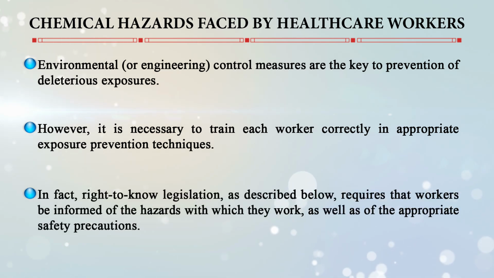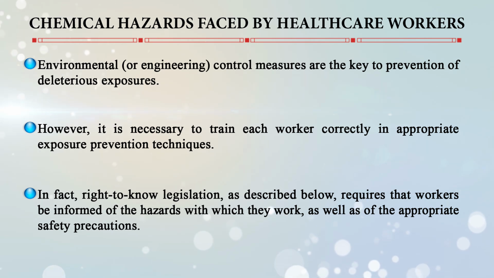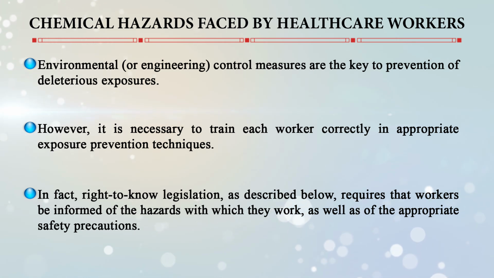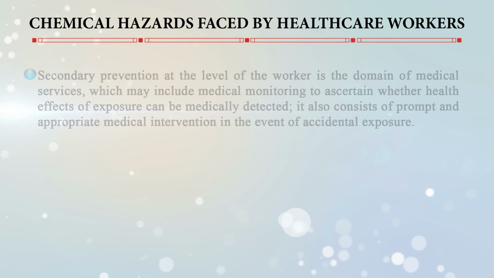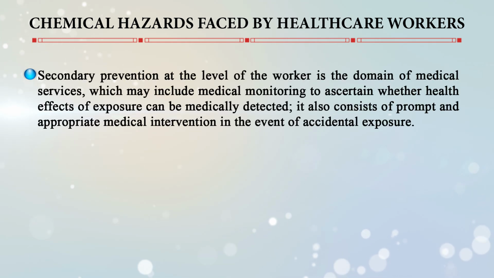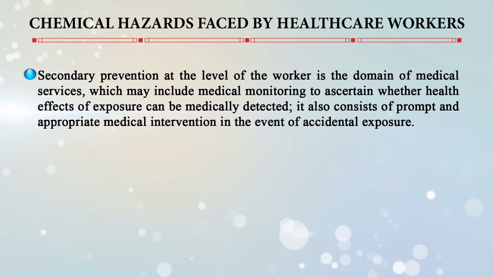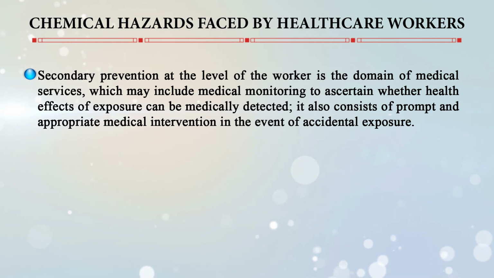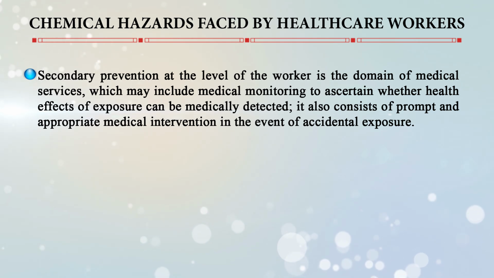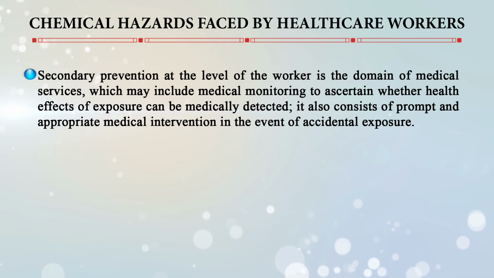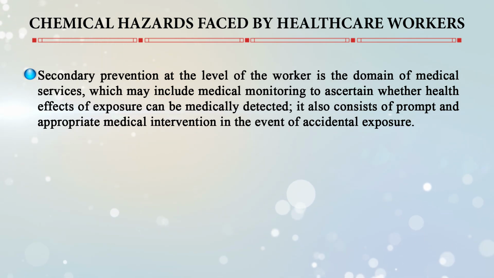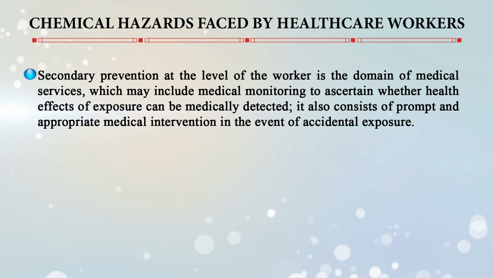In fact, right-to-know legislation, given by the government, requires that workers should be informed of the hazards with which they work, as well as the appropriate safety precautions, before going into the sector. And secondary prevention at the level of the worker is the domain of medical services, which may include medical monitoring to ascertain whether the health effects of exposure can be medically detected or not. It also consists of prompt and appropriate medical intervention in the event of accidental exposures. So these do not normally happen.